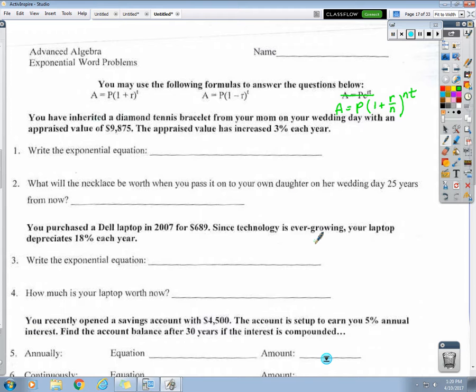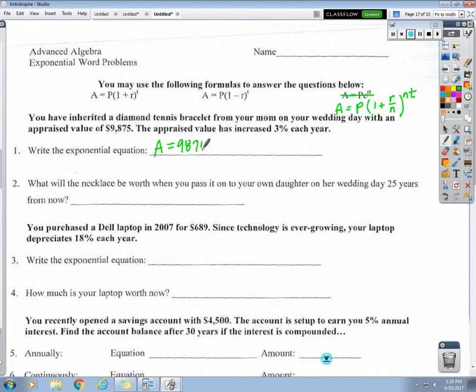Alright, number 1. You have inherited a diamond tennis bracelet from your mom on your wedding day with an appraised value of $9,875. The appraised value has increased 3% each year. Okay, so the first thing you notice is that all three of these formulas start with A equals. And then following that, all three of them have a P. P is initial value or starting value. So what number would we plug in for P in this scenario?